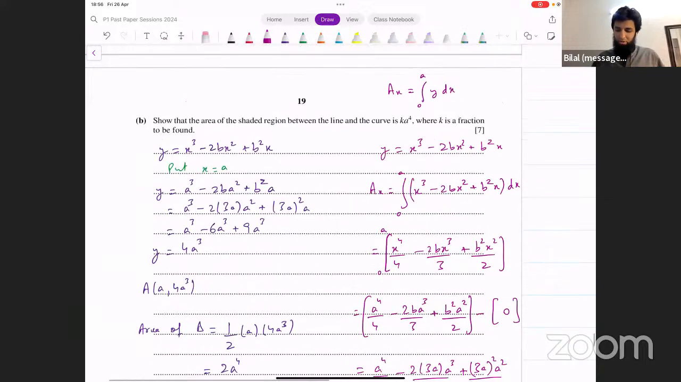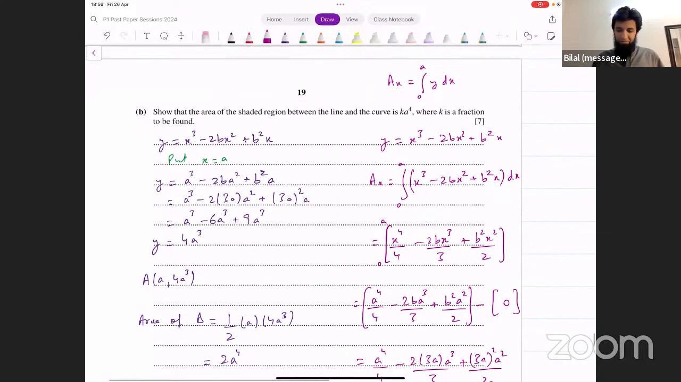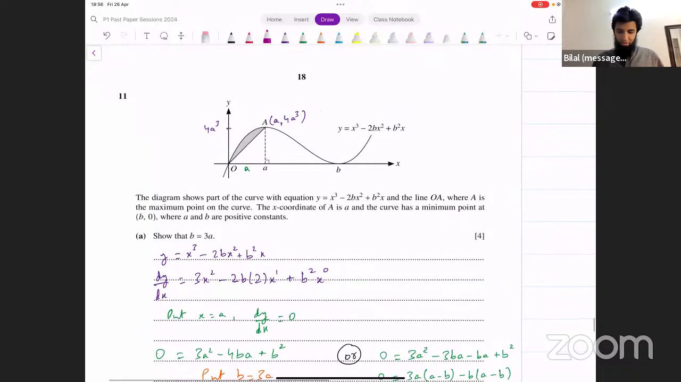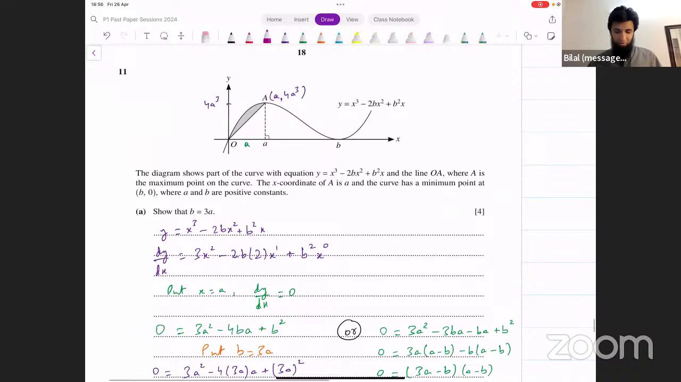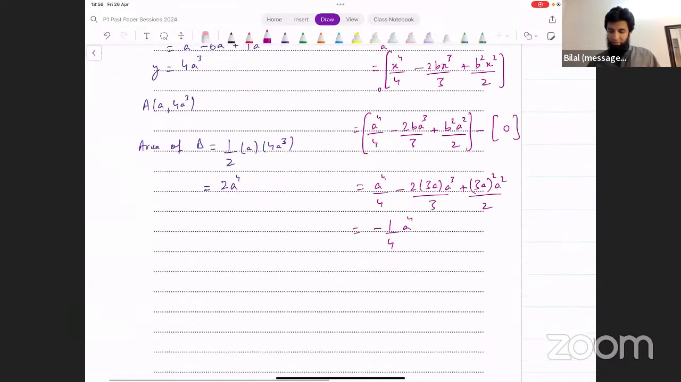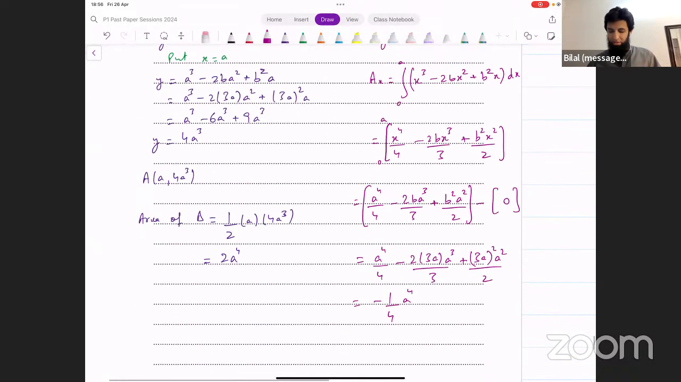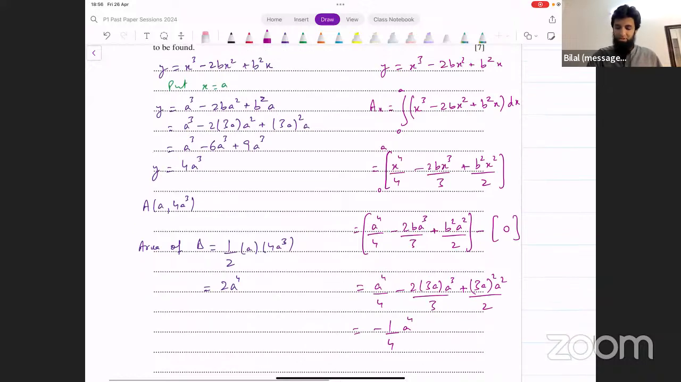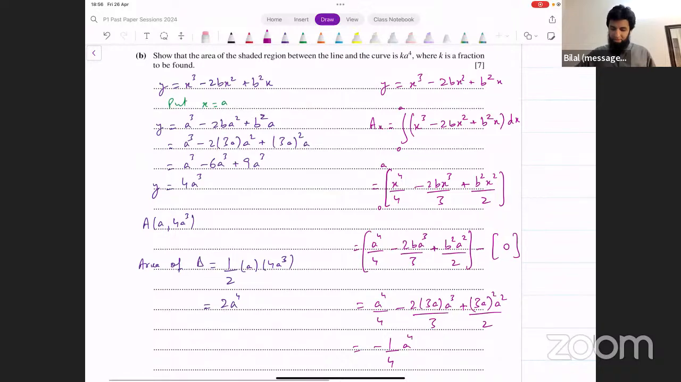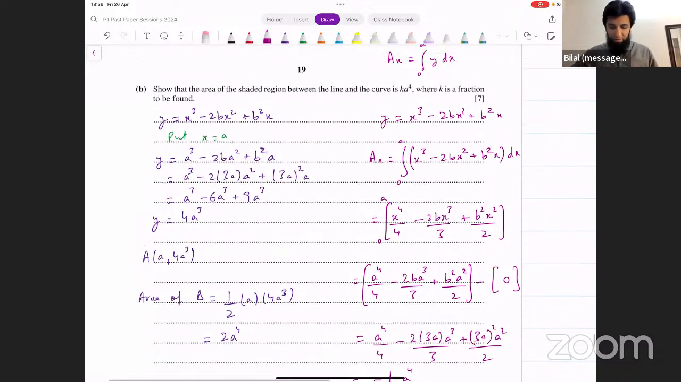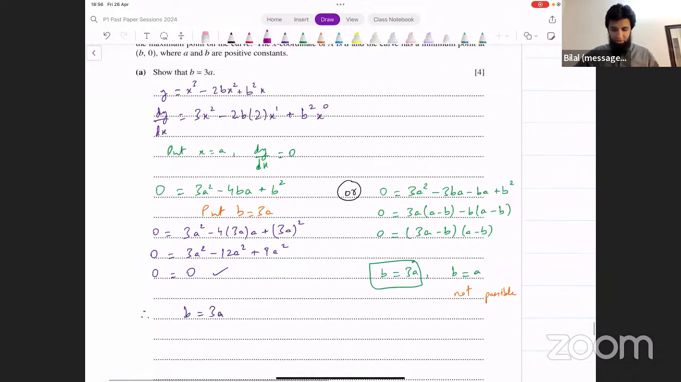Is that possible? We're getting a negative result here. A is supposed to be positive. If a is positive, we can't be getting a negative, so there's something wrong with this, because we can't have something negative at the end. Can somebody please verify the calculations? Let me check this again.